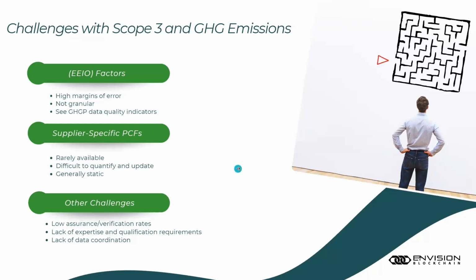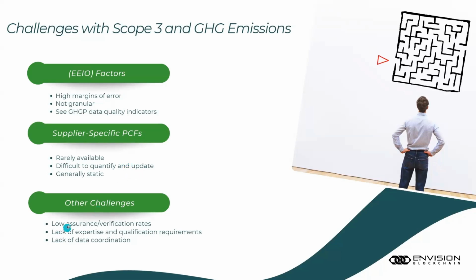Slightly better approach would be using a supplier-specific PCF, but these are rarely available. They're difficult to quantify and update, and they can be generally static. So some of these PCFs that people use today could remain static for periods of up to 5 years. And in that meantime, supply chains and operations remain dynamic. Their actual emissions, their actual operations, that's going to change, and those changes aren't going to be reflected in their PCFs in a very timely manner.